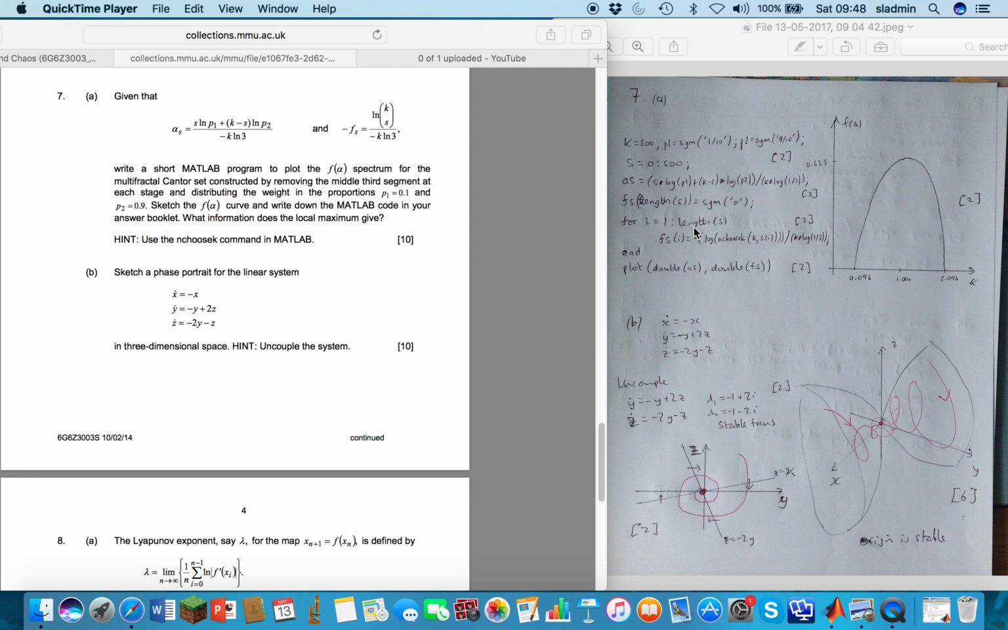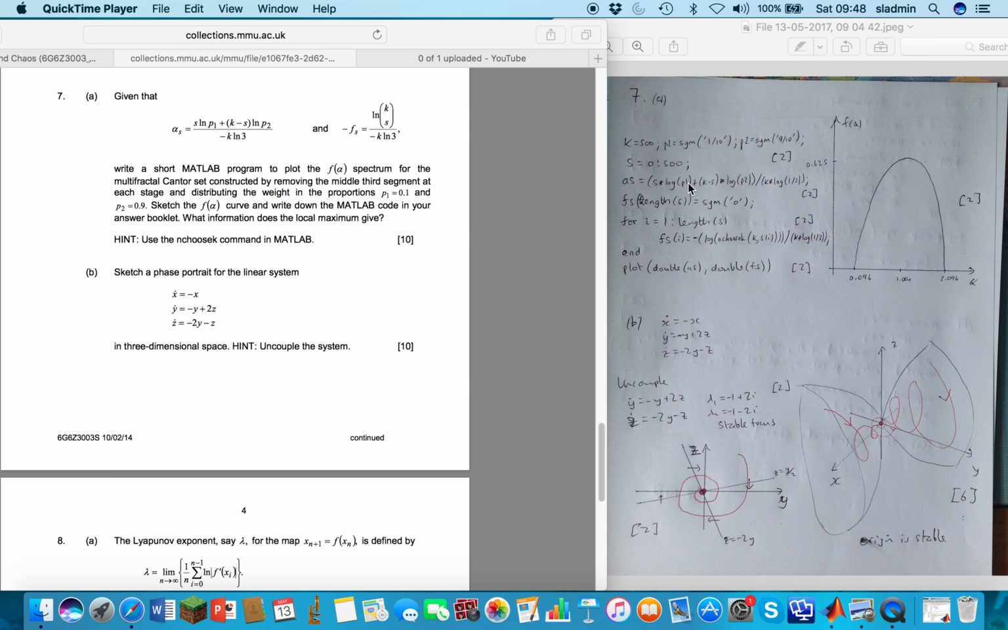So for I is 1 to length of S, so S is our parameter. Here is the formula for FS. And you can see the K choose S here is the N choose K. So this is how we do K choose S in MATLAB. And then to plot, we plot AS against FS to get the F-alpha curve. Now again, in your answer booklet, you have to do a sketch.